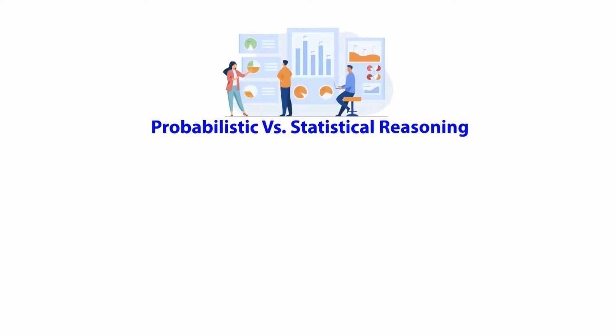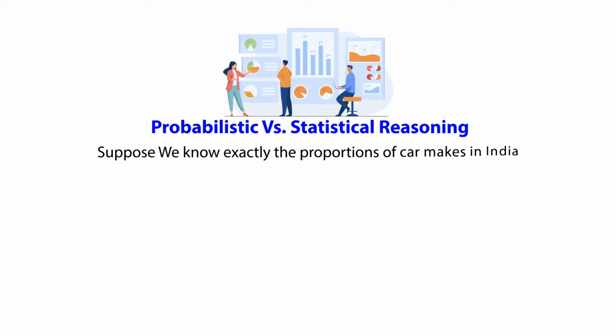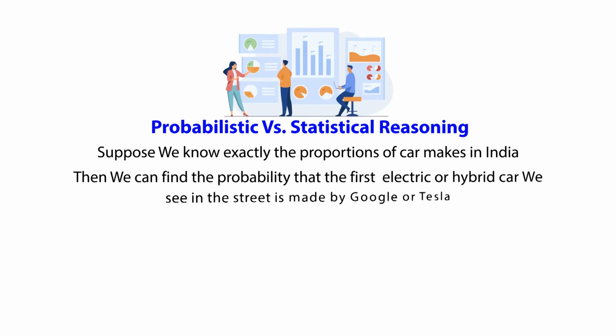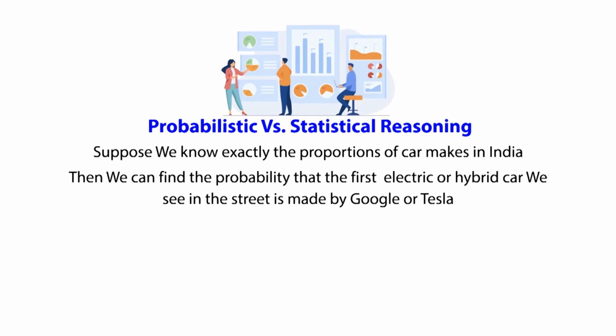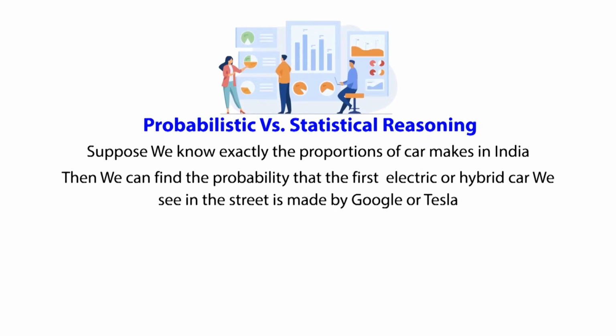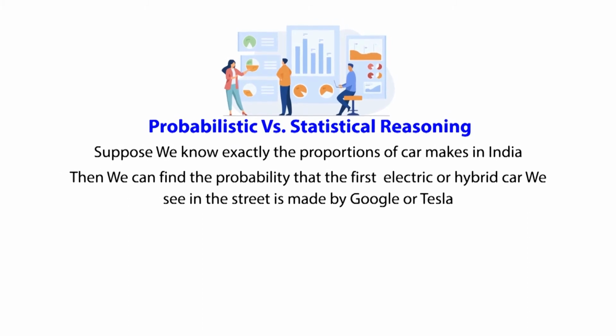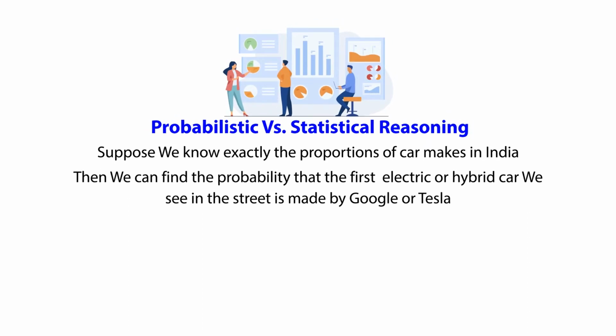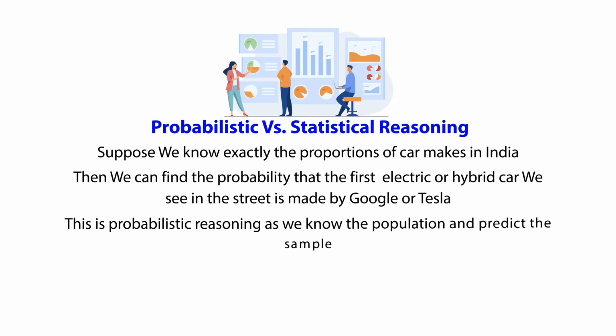If we compare probability with statistical reasoning, suppose we know exactly the proportions of car makes in India. We can find the probability that the first electric or hybrid car we see in the street, which is a need of the hour in 2020, is made by Google or Tesla. This is probabilistic reasoning, as we know the population and predict the sample.